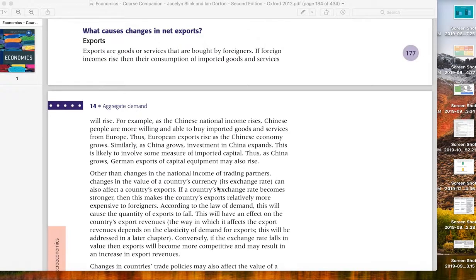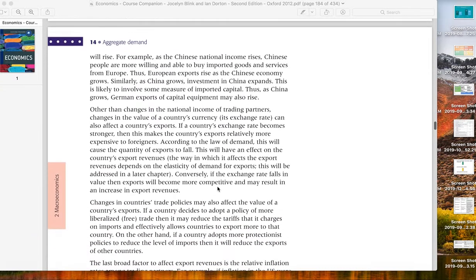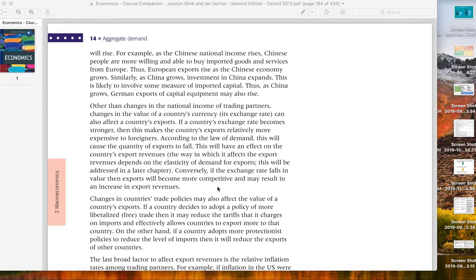Similarly, when China grows, investment in China expands, right? Because when they grow, they're going to need more output locally. So it's going to involve some level of imported capital, because you might need, for example, some of the German technology to sustain some of your projects in China. Other changes in trading partners, for example, the value of a currency in a different country, can impact you, whether on an export level.